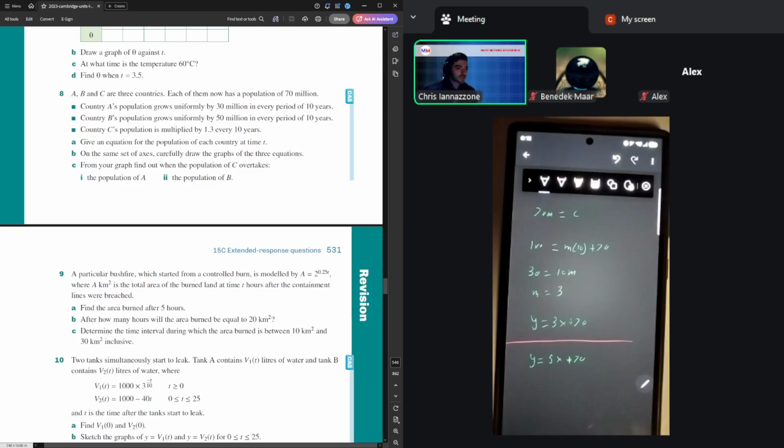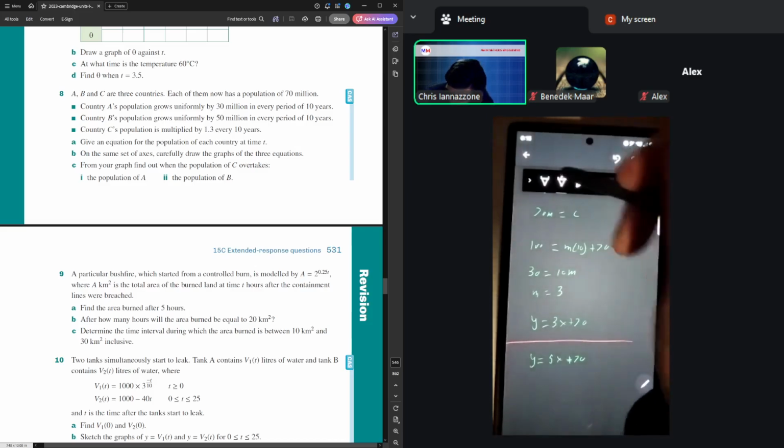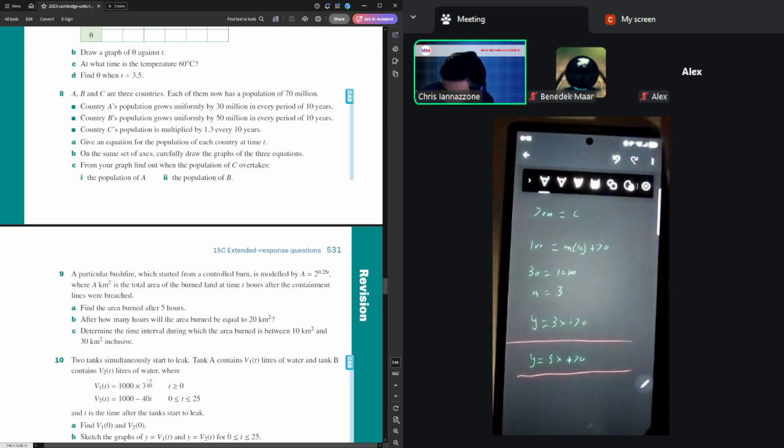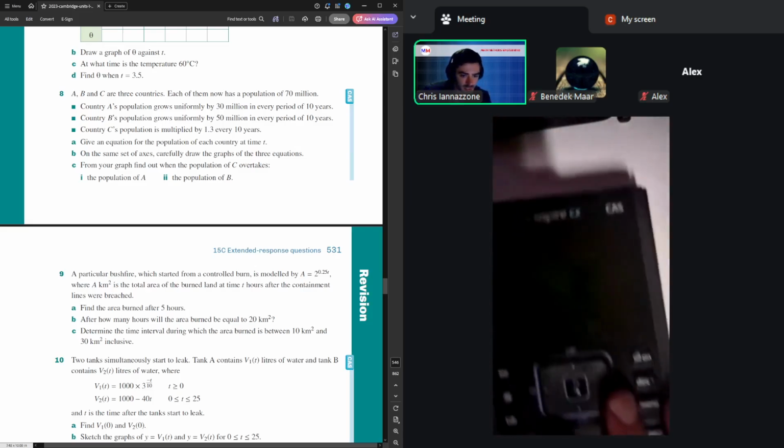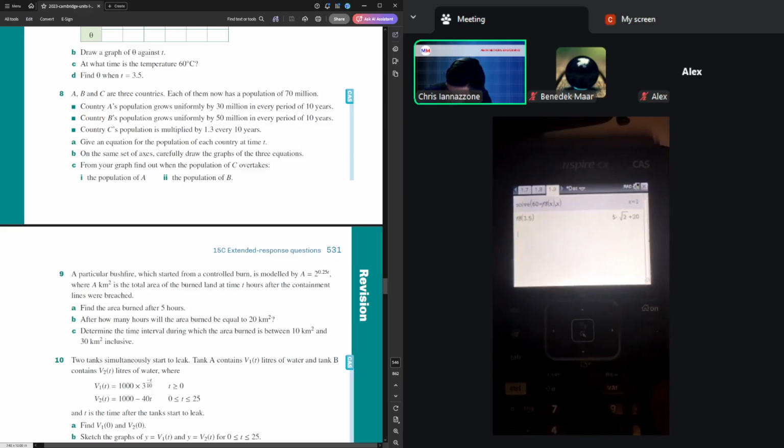Country C is going to be the harder one. It needs to be multiplied by 1.3 every 10 years. So again, getting an idea of what we expect to have happen. We're starting at 70 million. So when I do t equals 0, I should expect 70. When I do t equals 10, I expect 1.3 times the amount, so t equals 10 should get me 91. T equals 20 should get me a further 1.3 times that.